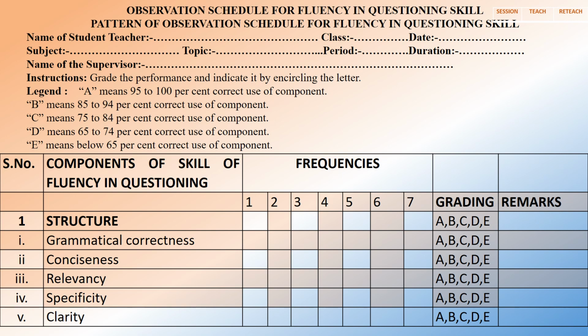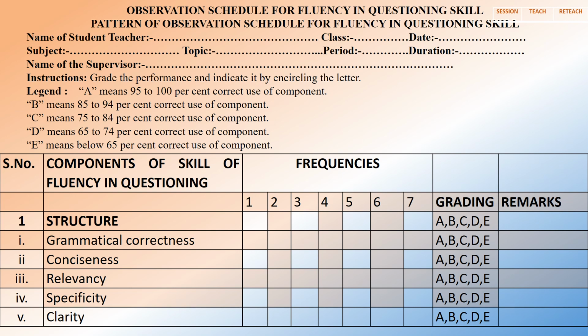After this, the observation schedule will be divided into 5 columns. In the first column, the serial number will be written. In the second column, the components of fluency in questioning skill will be written. The components of the skill of fluency in questioning are divided into two: structure and presentation. The components of structure are further divided into grammatical correctness, conciseness, relevancy, specification, and clarity.